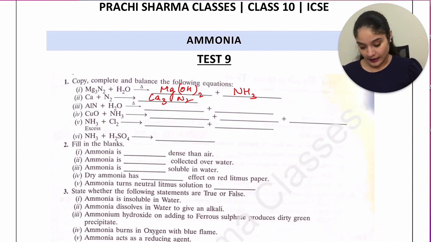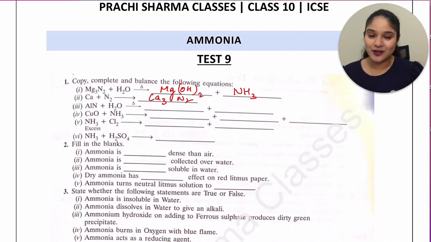Then AlN plus water. Now all of these equations are coming from the properties of ammonia. If you have any doubts understanding the properties of ammonia, please do go ahead and check out the one-shot video on ammonia on the channel.